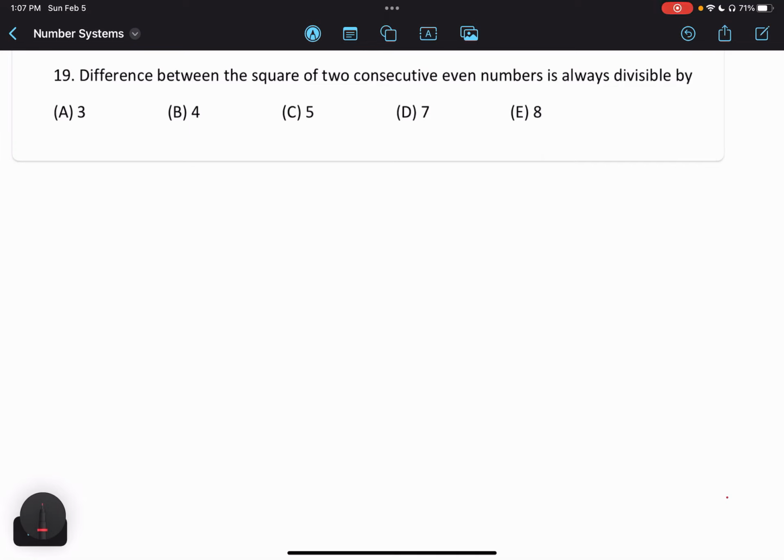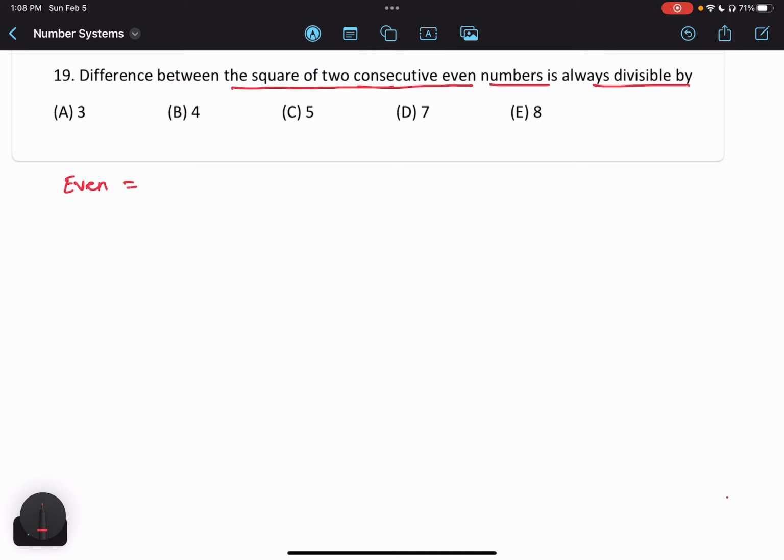So let's see what question number 19 says. Question number 19 says the difference between the square of two consecutive even numbers is always divisible by, and we have five options to select from. The most important part to understand here is that we are talking about even numbers.